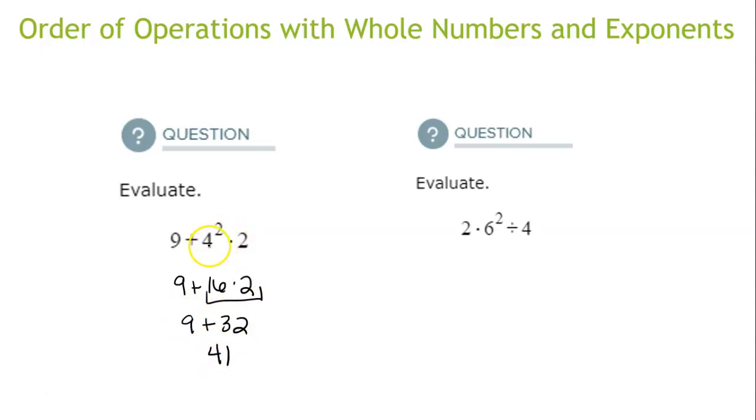Remember, 4 squared is not 8. Use your exponent rules. 4 squared is 4 times 4, which is 16. You pause the video and try this one on your own.